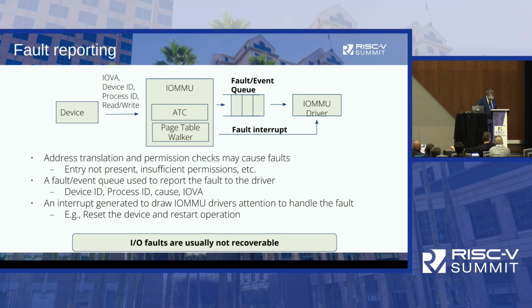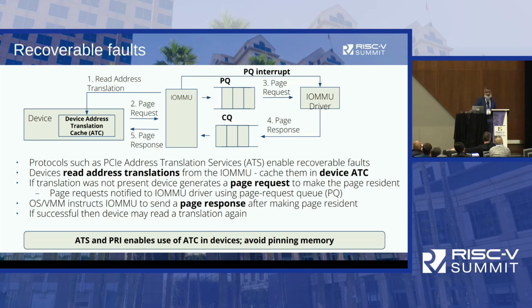One thing to call out is, unlike CPU faults, typically I/O faults are not recoverable. If the device has, for example, done a store to memory, and if that store faults, the IOMMU cannot infinitely buffer the data associated with that store. And so in most systems, I/O faults are not recoverable. But can they be made recoverable? That's where some of the protocol extensions introduced by PCIe come into the picture.